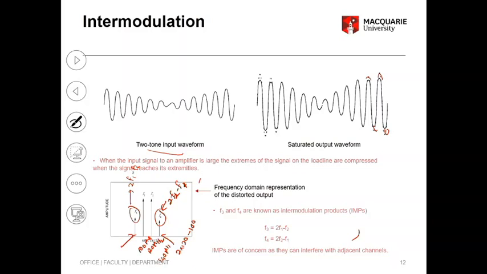This is 2 times 100 minus 120, 200, that's 80. Okay? So you need to be able to calculate the third order intermodulation product frequencies. So see, the gap is only 20 megahertz, right? And that's the gap between the two main pulse signals.